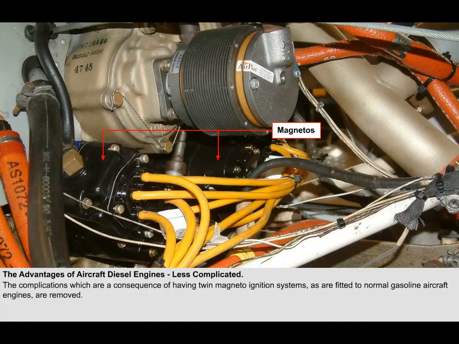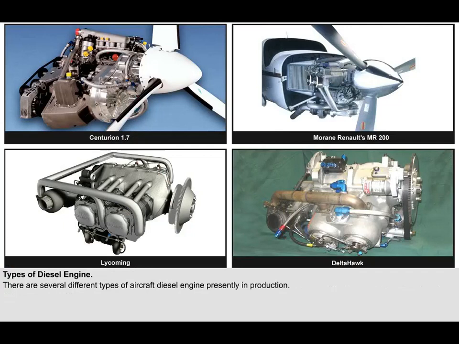An additional advantage put forward by the promoters of the engine used in the Stinson Detroiter was that it caused negligible radio interference. Of course, this comment was made in the days of fairly primitive airborne radio equipment and very poor interference suppression. However, the fact that compression ignition is used in the diesel engine is still a great advantage. The complications, which are a consequence of having twin magneto-ignition systems, as are fitted to normal gasoline aircraft engines, are removed. There are several different types of aircraft diesel engine presently in production.